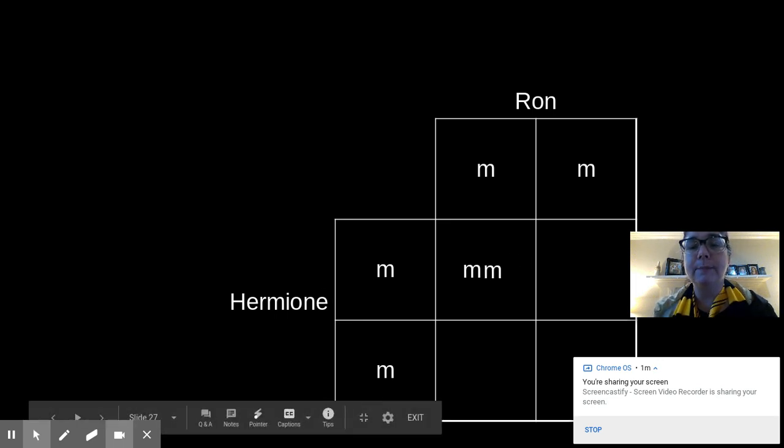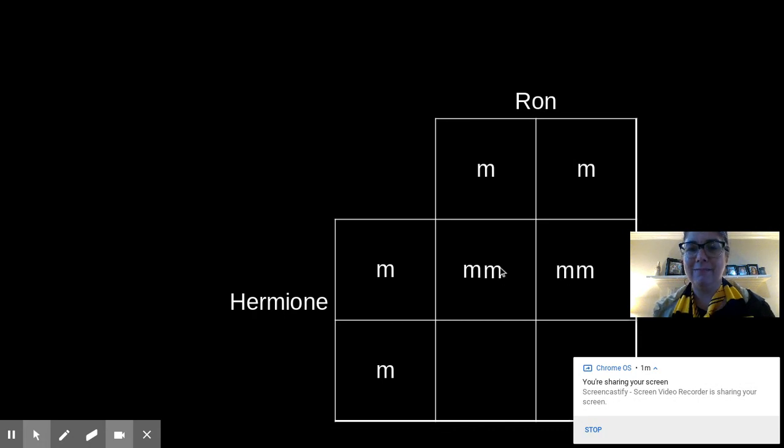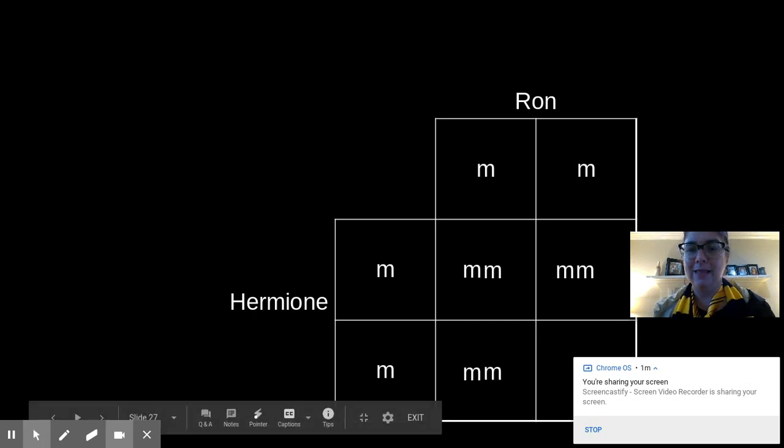And so our first box here ends up being little m. Our second one will be little m. Our third one will be little m. And guess what our last one will be? This one and this one will equal little m.